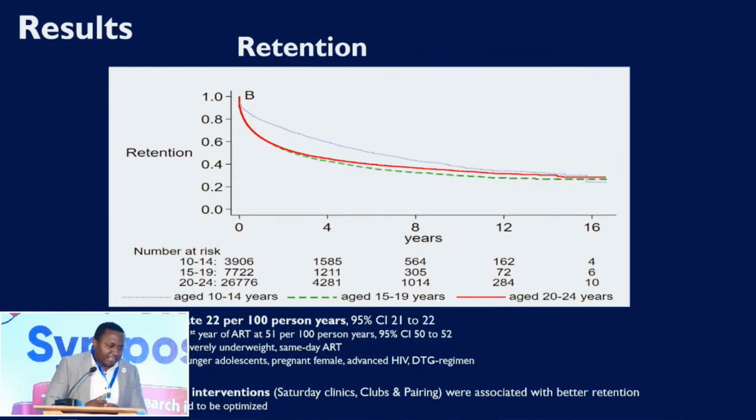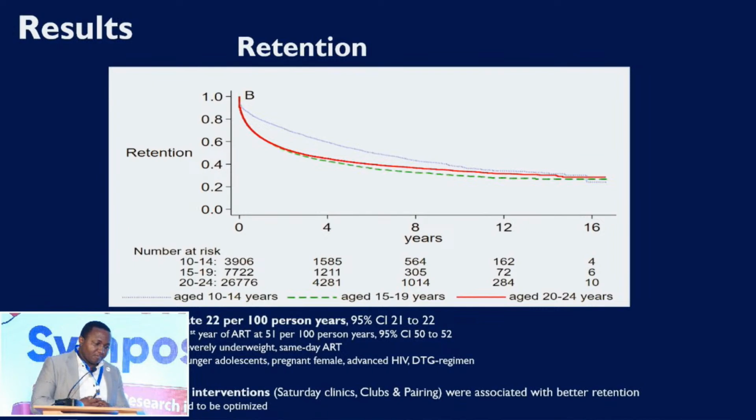And then the groups that were at higher risk of attrition included those that were severely underweight and those that started same-day ART. So unfortunately, the same-day ART aimed at providing treatment early. The adolescents and youth that started treatment on the same day seemed to be more likely to drop out of treatment. And again, attrition was lower among younger adolescents, among pregnant female adolescents and youth, and among adolescents with advanced HIV and those that had started on a dolutegravir-based regimen.